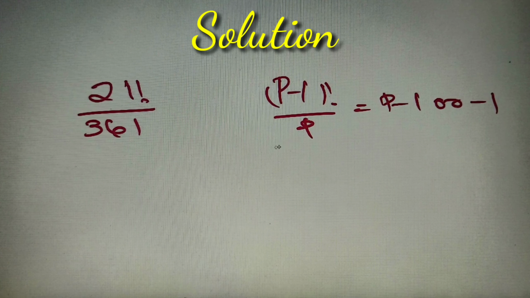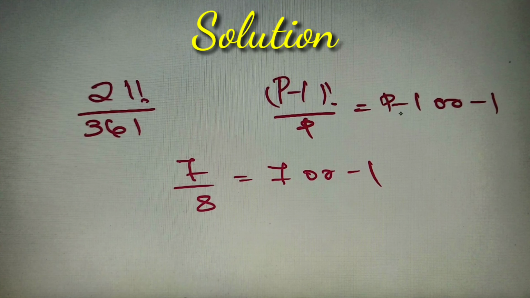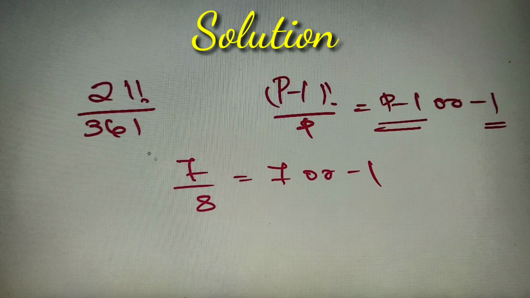If you don't know the concept of negative remainder, let me explain it briefly. If we say that 7 is divided by 8, we can say that the remainder is either 7 or minus 1. Same is the case above. If p minus 1 factorial is divided by p, the remainder is either p minus 1 or minus 1. Now moving back to our question, we have to apply this theorem. So let us apply Wilson's theorem to solve our problem.